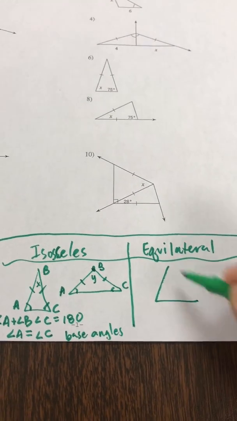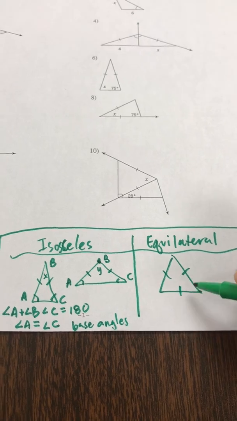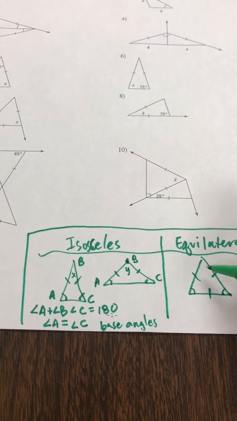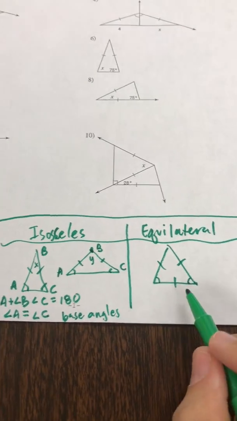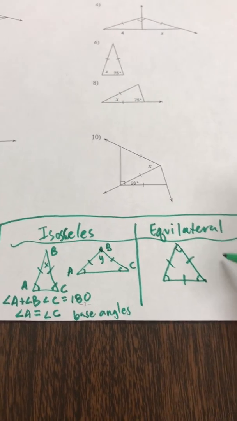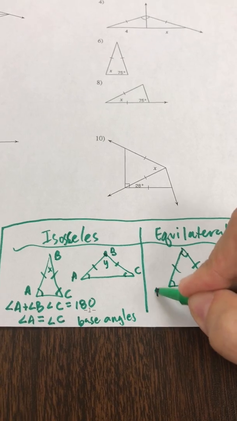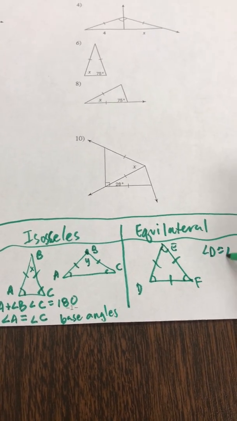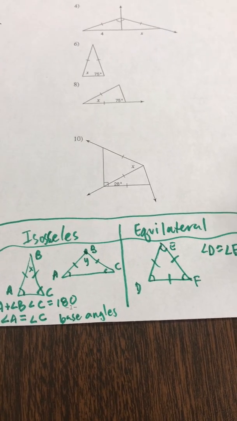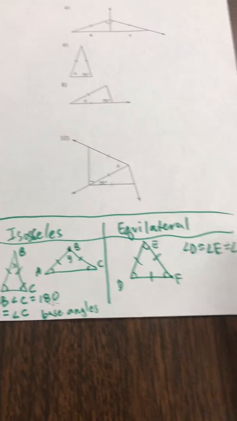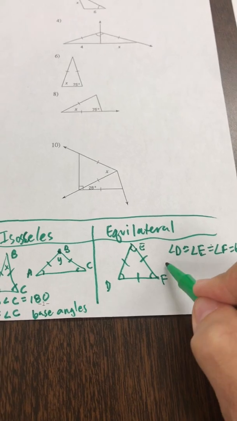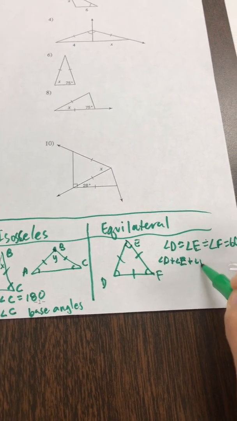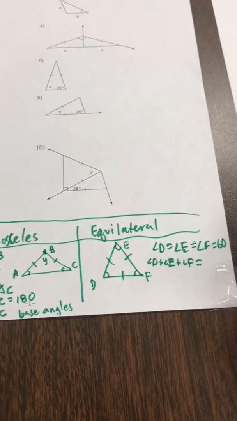Equilateral. That one looks like this. Bang, bang, boom. They are all the same. So the base angles are equal, but in fact, this one is also equal. I'm going to call this triangle DEF. Angle D is equal to angle E, which is also equal to angle F, because all of them add up to 180, and they all have to be the same thing, because all three sides are equal.